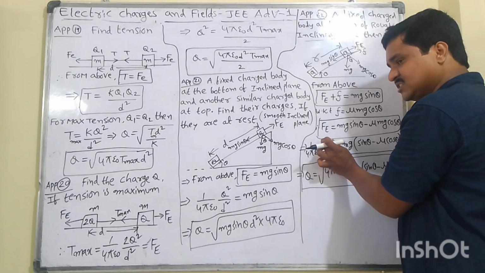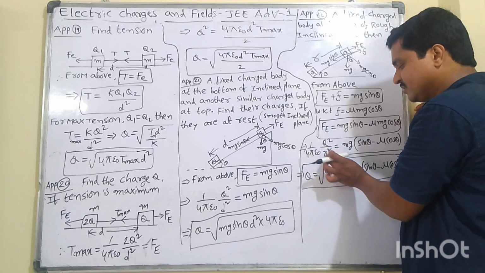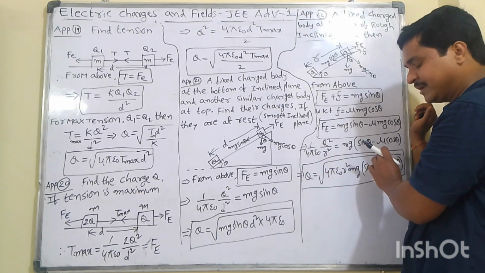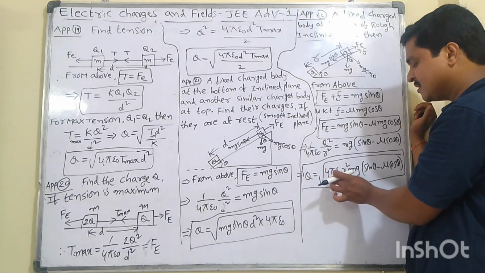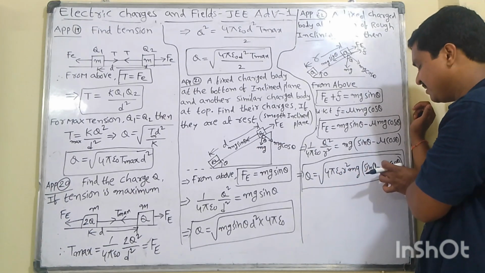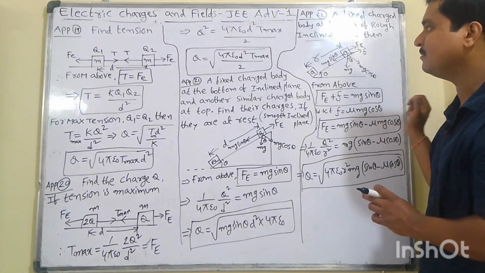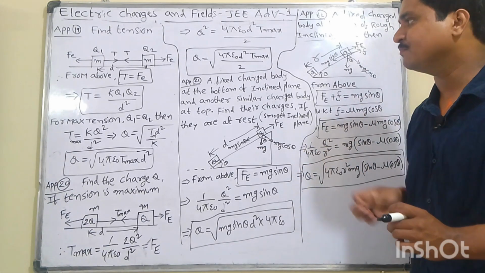Here I want to find the charge formula. Taking 4 pi epsilon r square to the right side, and taking the square to the right side, you get the root. So q equals root of 4 pi epsilon naught r square mg into sin theta minus mu cos theta. This is the charge formula for the rough inclined plane. Very important applications.